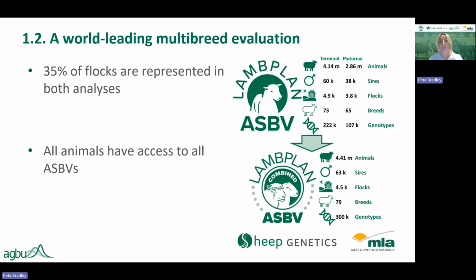That was a really key enabler in us being able to bring those two data sets together into the single Combined LAMBPLAN analysis that you can see there on the bottom, where we've got well over 4 million animals represented and an incredibly large number of genotypes. So 300,000 plus genotypes as it stands at the moment. And that number's only growing run on run.